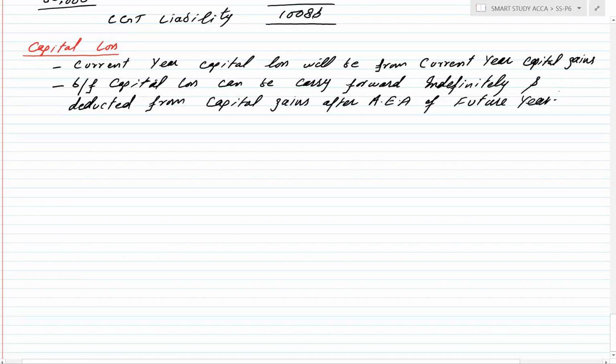Current year capital loss will be deducted from current year capital gains, while any unused capital losses will become brought forward capital loss in the next year. So any brought forward capital losses can be carried forward indefinitely and deducted from capital gains of future years, but in the future years, you will deduct your brought forward losses from capital gains which remain after deduction of the annual exempt amount.